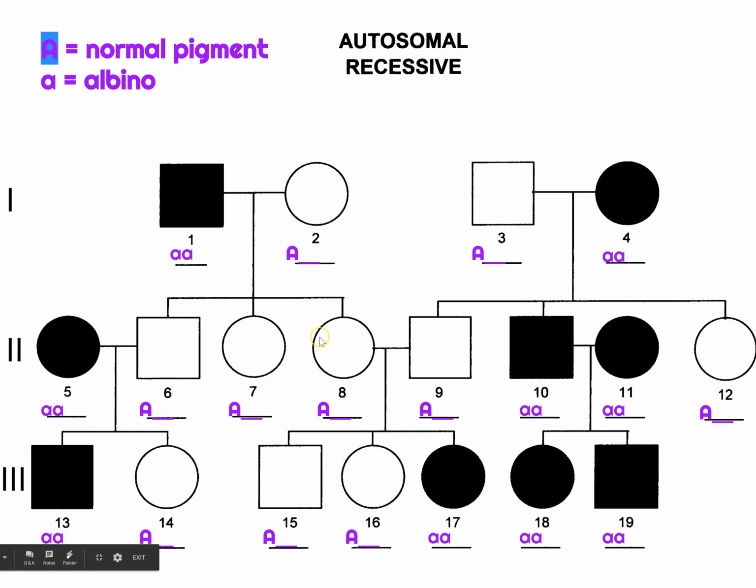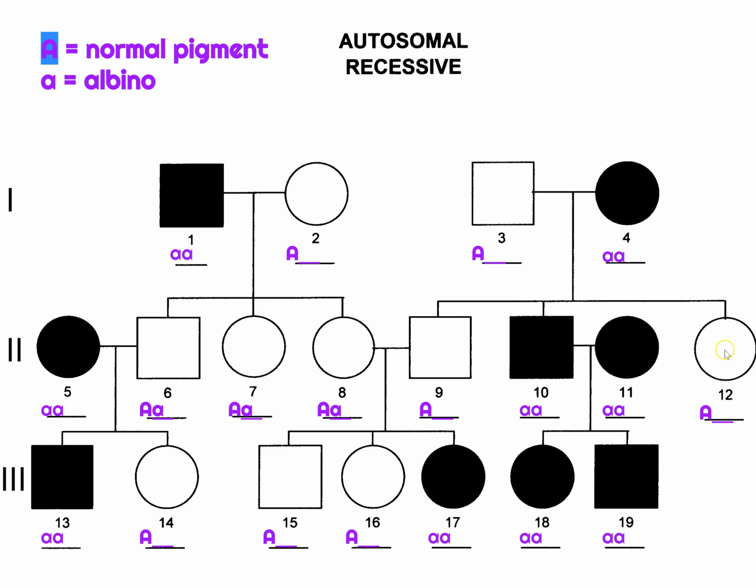I'm going to start right here with these kids, 6, 7, and 8. These kids of these two parents, they all got a big A from mom right here. We know they couldn't have gotten the big A from dad over here because he doesn't have one. The only thing dad could give these three kids is a little A. So that's what I'm going to put on all of those. Okay, so I know 6, 7, and 8.